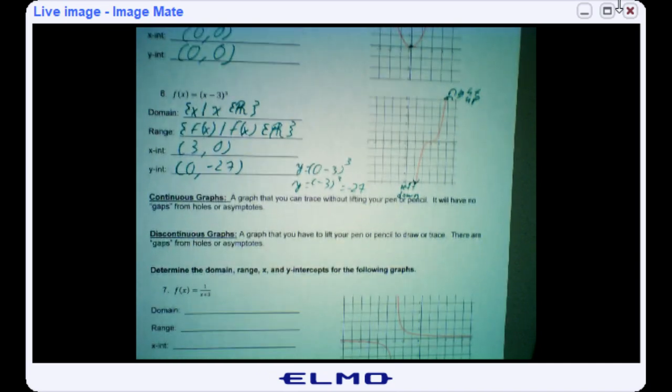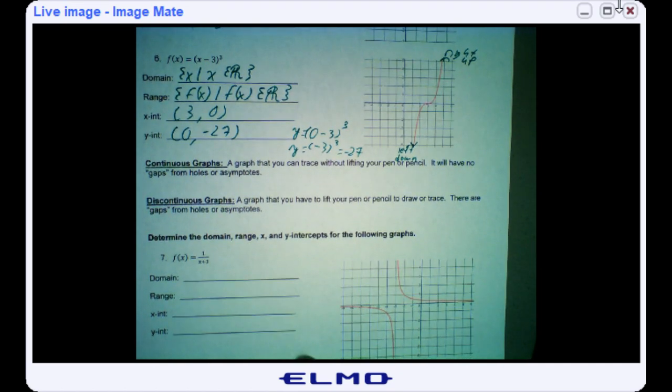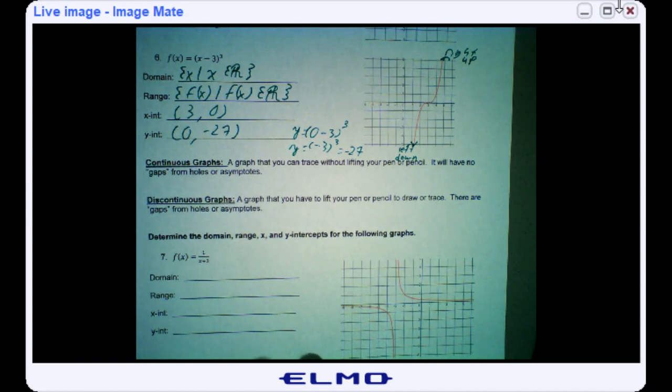The last little bit of information has to do with some special cases that come about with some of our parent functions. A continuous graph is a graph that you can trace without lifting your pen or pencil. It will have no gaps from holes or asymptotes. A discontinuous graph is a graph that you have to lift your pen or pencil to draw or trace. There are gaps from holes or asymptotes. That's what causes the gaps.